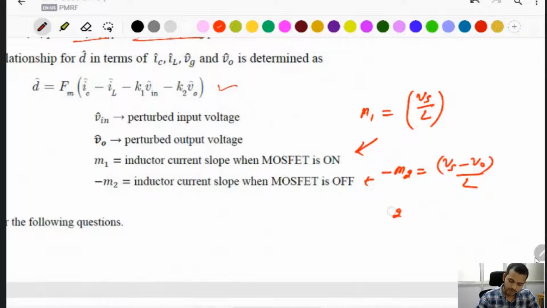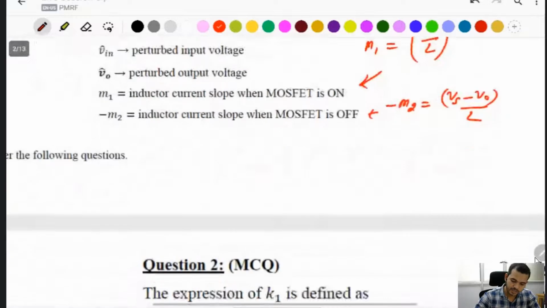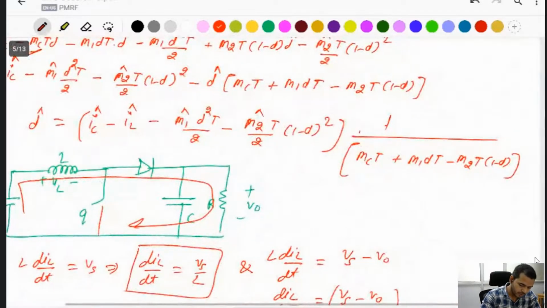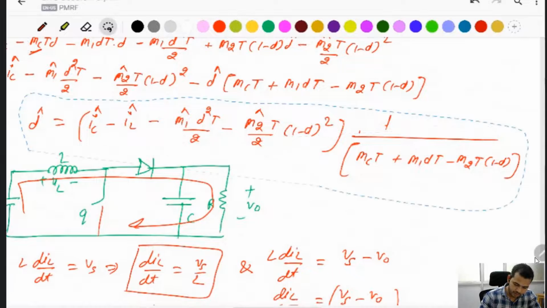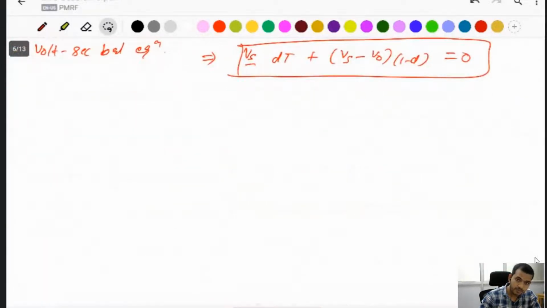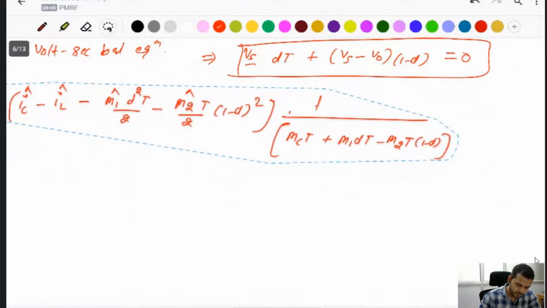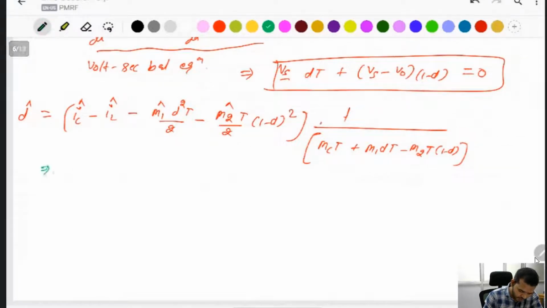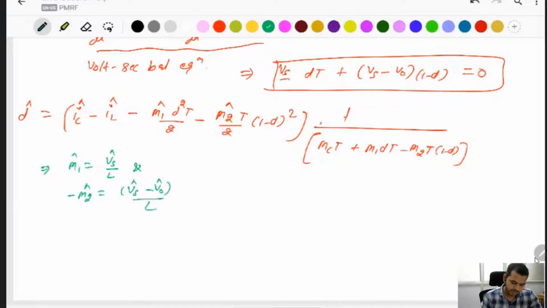Then put minus M2 equal to Vs minus V naught in the equation. Take this equation. Put the values: M1 cap is equal to Vs cap by L, or you can also write it as Vin, and minus M2 cap is written as Vs cap minus V naught cap divided by L, which is the slope.